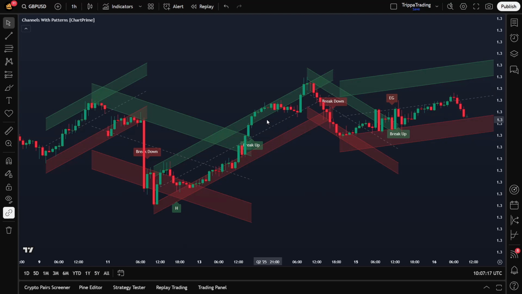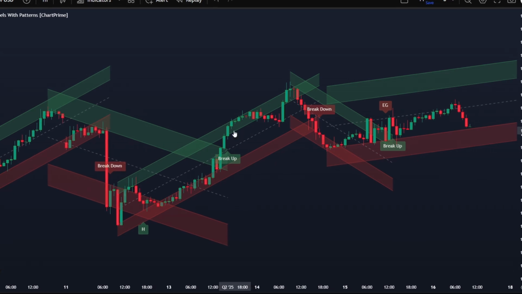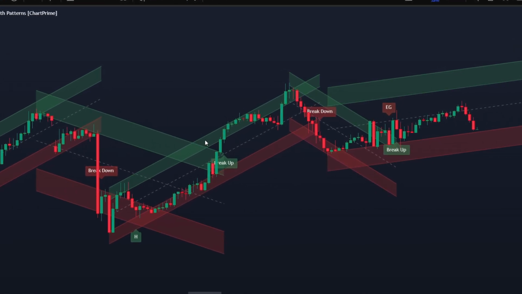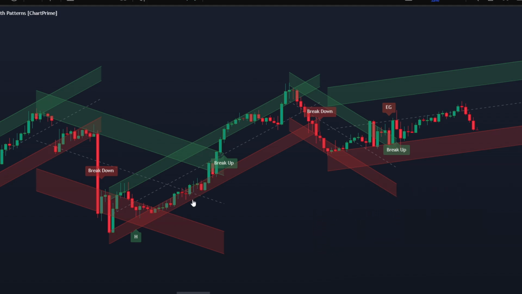What you're seeing now is the Channels with Patterns indicator in action. The core concept behind this tool is pretty straightforward. It automatically detects trend channels using pivot points and volatility metrics, then overlays candlestick pattern labels whenever those patterns occur near the top or bottom of the channel. This is where the real value comes in. The combination of structure and pattern gives you potential confirmation for entries or exits.